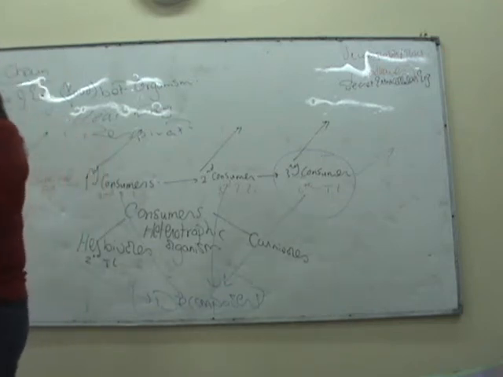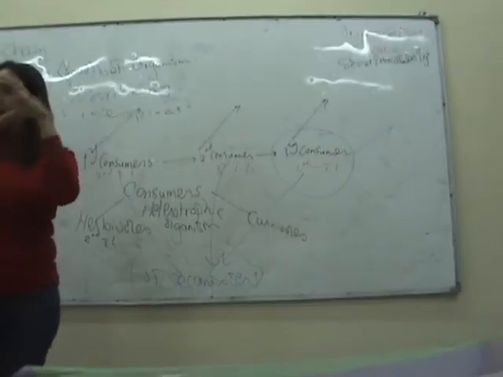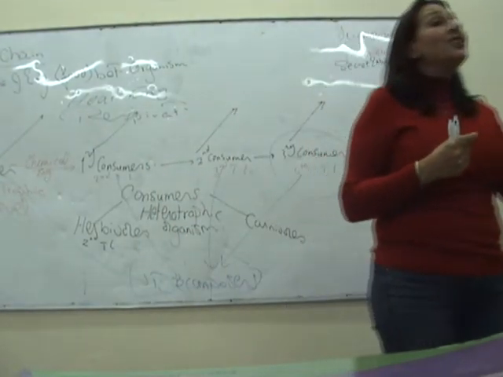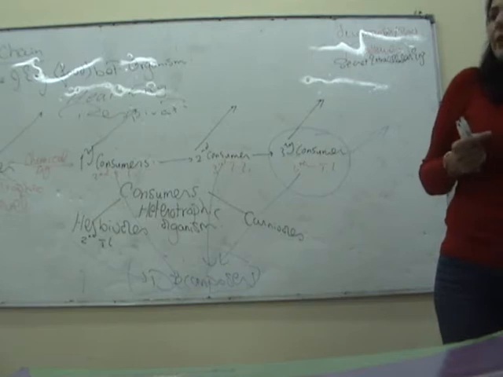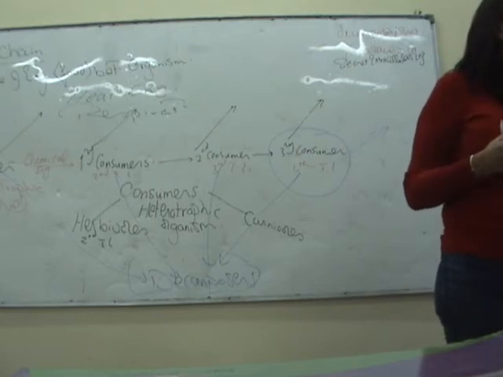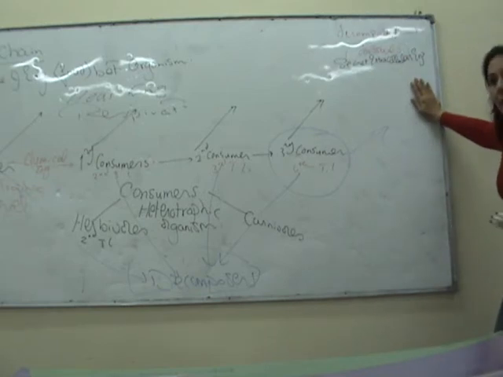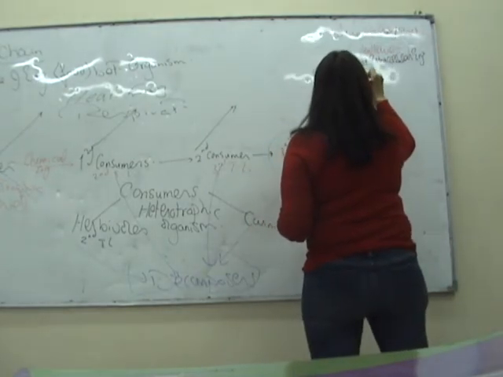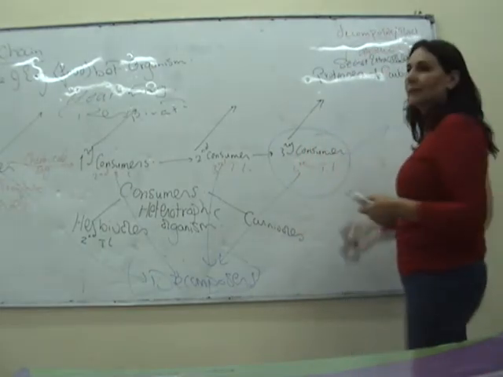For example, a respiratory enzyme is an intracellular enzyme. The enzyme made inside the cell catalyzes a reaction occurring inside the cell. But a digestive enzyme, like for example pepsin, is an extracellular enzyme. It's made inside the cell, then it diffuses out and works outside the cell. Okay? So decomposers secrete extracellular enzymes. They secrete proteases and carbohydrases.